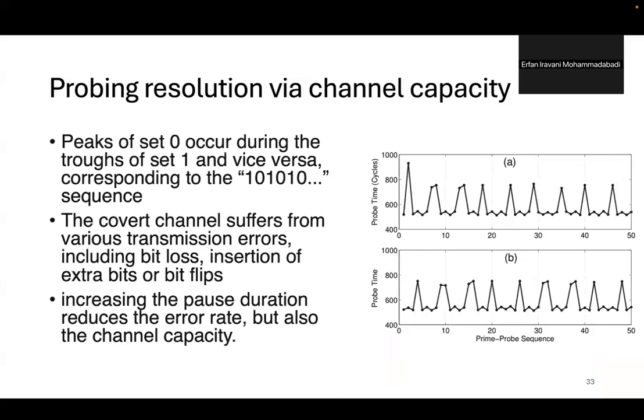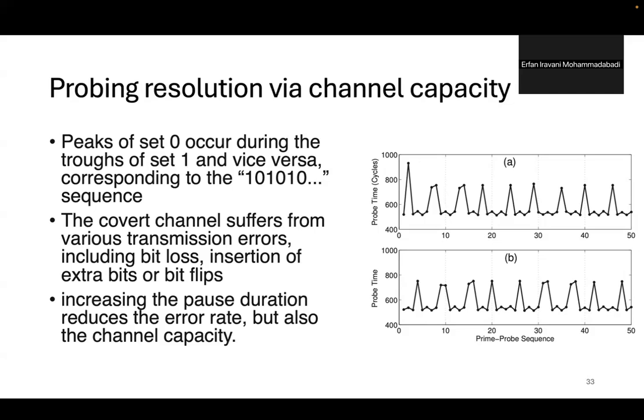Okay, the graph on the right shows probe timing measurements for different prime probe sequences. The key observation is that peaks in set 0 occur during troughs in set 1, and this forms an alternating pattern like 1 0 1 0 1 0. And this alternating structure confirms successful transmission as the sender switches between accessing line 1 and line 0.